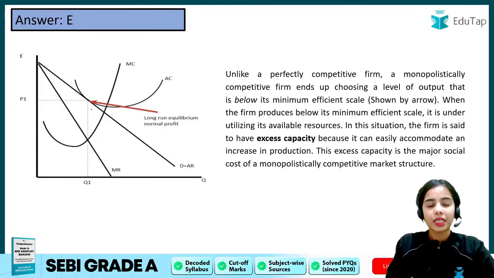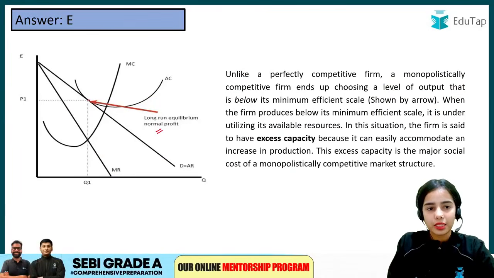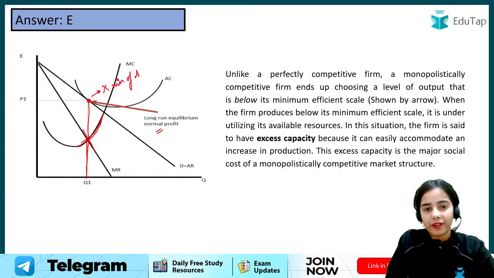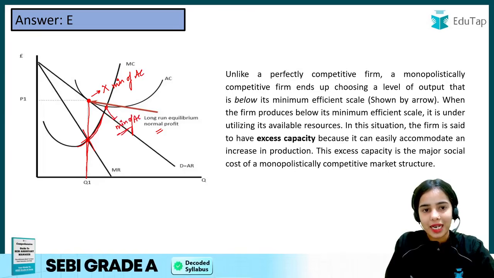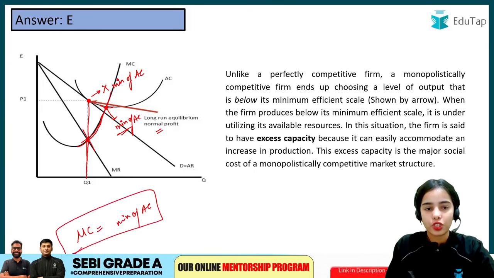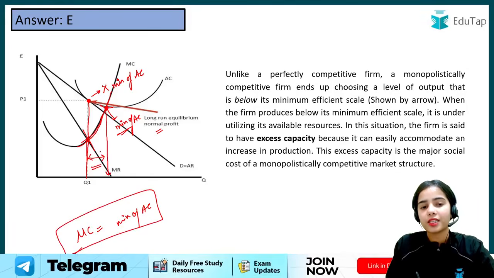So here you can see that in the long run, the equilibrium is here, where the marginal cost is cutting the MR from below. At this equilibrium point, the firm is not at the minimum of average cost. The minimum of average cost is at this point where the marginal cost is cutting the average cost. So the minimum of average cost is where the marginal cost is equal to the average cost. So you can understand that this is the excess capacity that the firms have present, that the firms are not able to utilize in the long run.